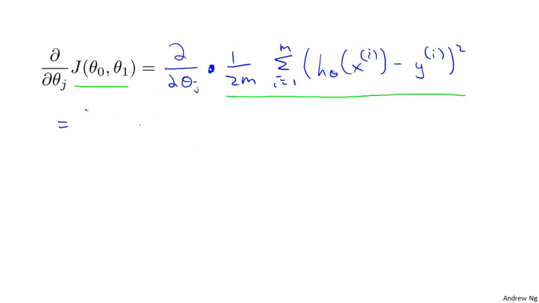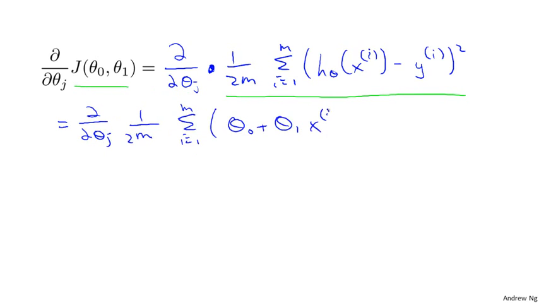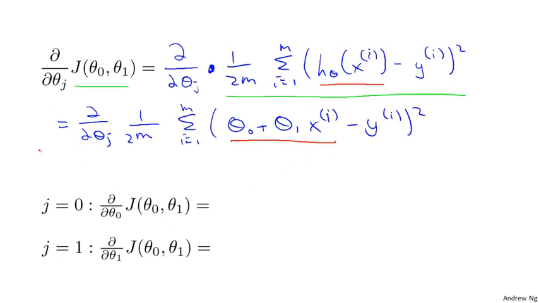And simplifying a little bit more, this turns out to be equal to this, sum from i equals 1 through m of (theta 0 plus theta 1 x^(i) minus y^(i)) squared. And all I did there was take the definition for my hypothesis and plug it in there. And it turns out we need to figure out this partial derivative for two cases, for j equals 0 and for j equals 1. So we want to figure out this partial derivative for both the theta 0 case and the theta 1 case. And I'm just going to write out the answers.